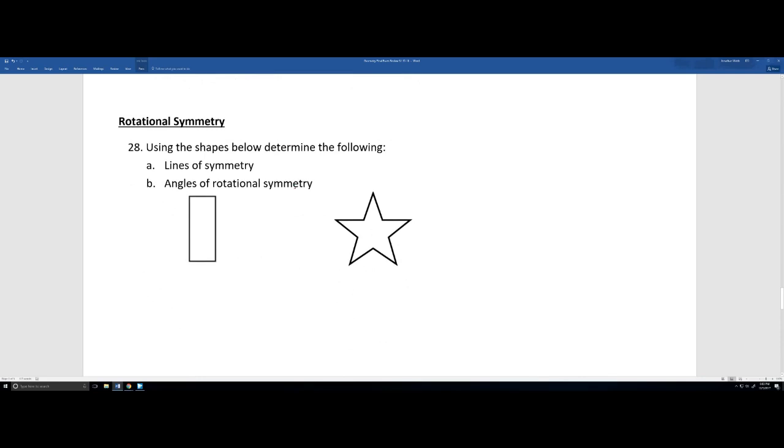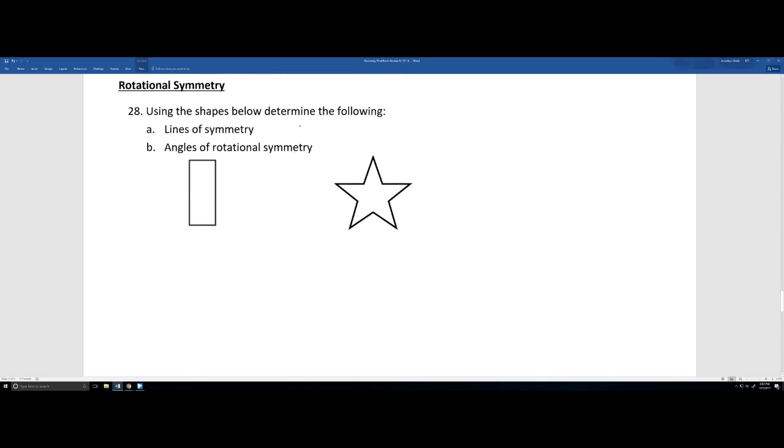All right. Rotational symmetry. Nice. So using the shapes below to determine the following lines of symmetry and then angles of rotation symmetry. So if I was to fold this rectangle here, it would map onto itself. If I was to fold right here, it would also fold onto itself. So lines of symmetry, two lines of symmetry.